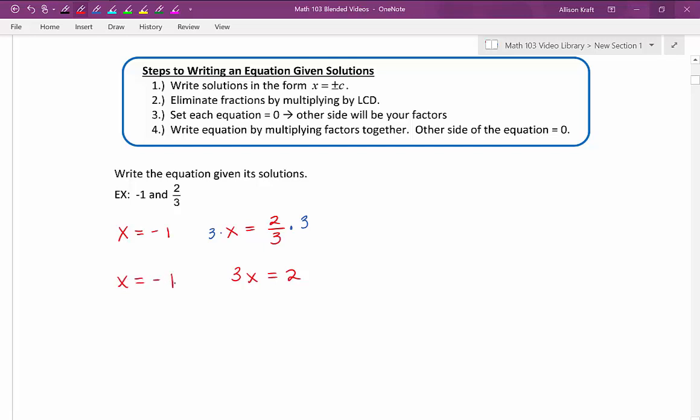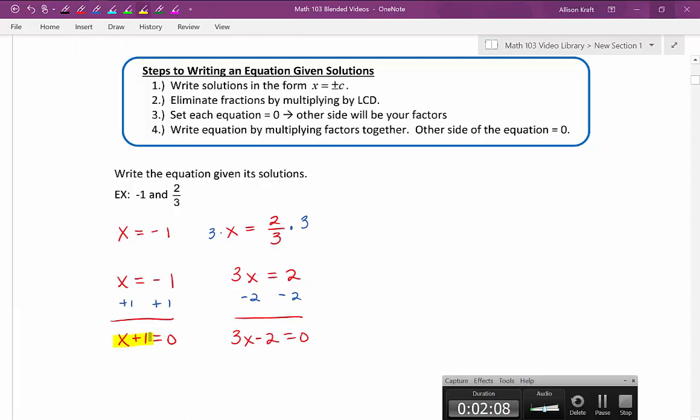Next, we want to set each equation equal to 0. So for x equals -1, I'll add 1 to both sides. This gives us the equation x plus 1 equals 0. For 3x equals 2, we'll subtract 2 from both sides. This gives us the equation 3x minus 2 equals 0.